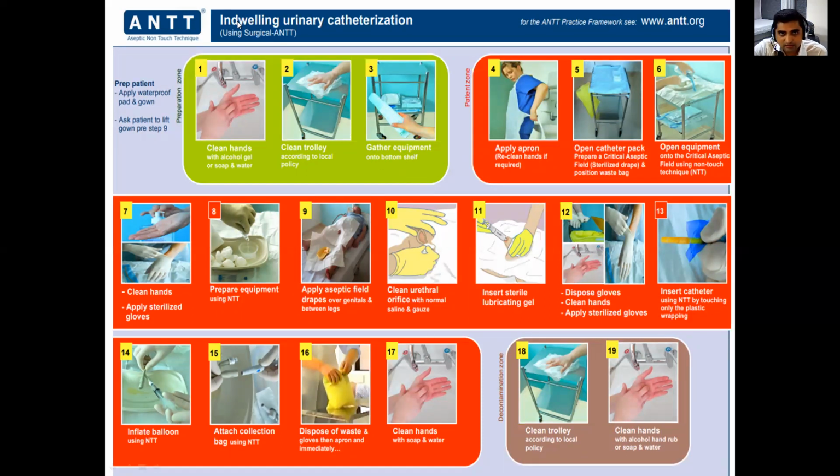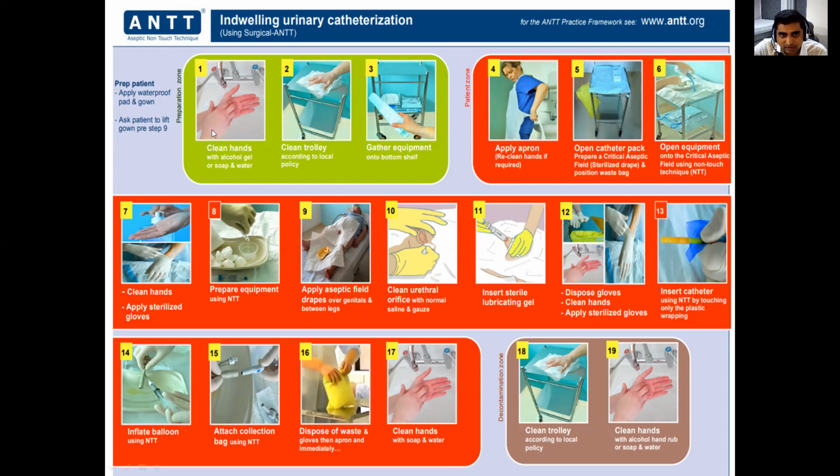So it's Foley's catheter insertion using the surgical aseptic non-touch technique, surgical ANTT. The non-touch technique is very important in all respects to maintain sterility and prevent infection rates. While the doctor who is going to do the procedure is getting prepared, staff should prepare the patient, apply the sheet or waterproof pad and gown to the patient, and position the patient. So it should be done simultaneously.